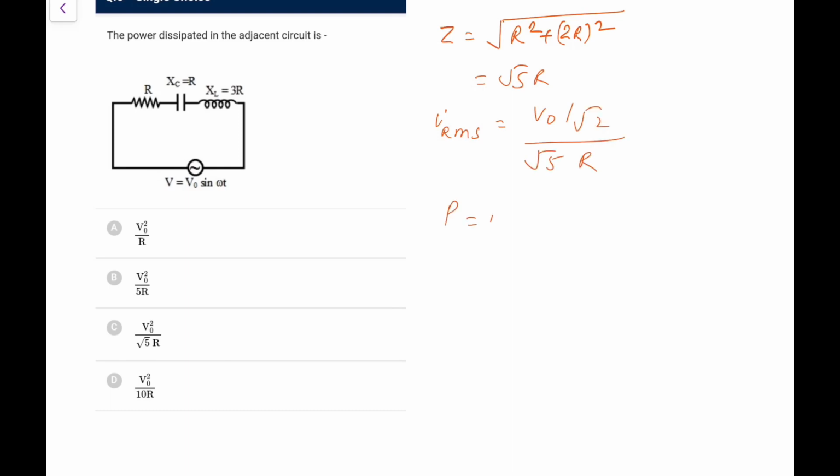Now power dissipated is only by the resistor, that is I square R. So if I do this, squaring the above term, V naught square, 2 and 5 becomes 10R square into R, so it becomes V naught square by 10R. So going by the options, it should be D.